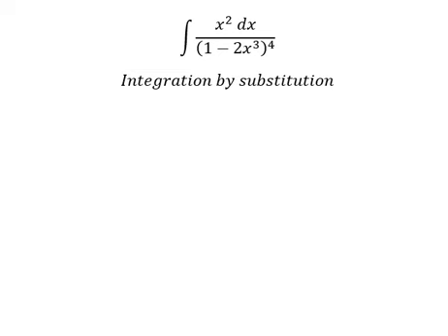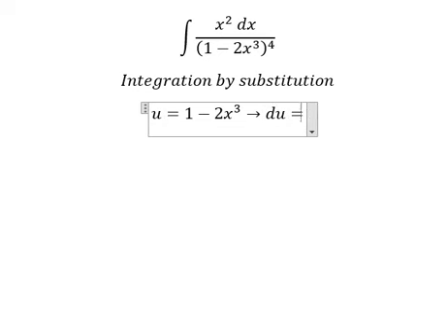So I will put u equals (1 minus 2x) to the power of 3. After that, we need to take the first derivative of both sides. This one is the constant, so you get 0. This one, we have 3x squared.